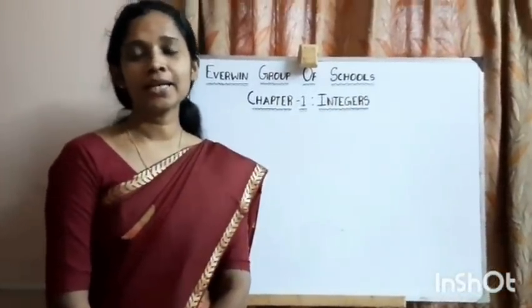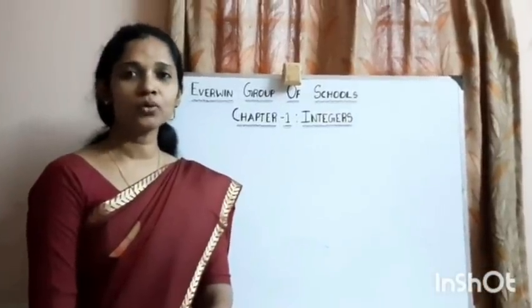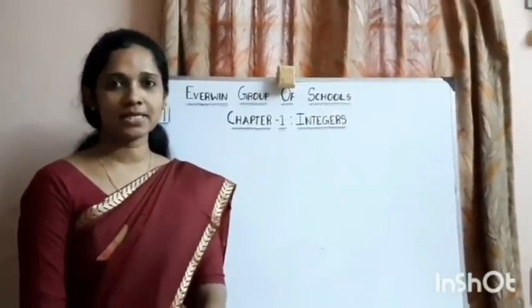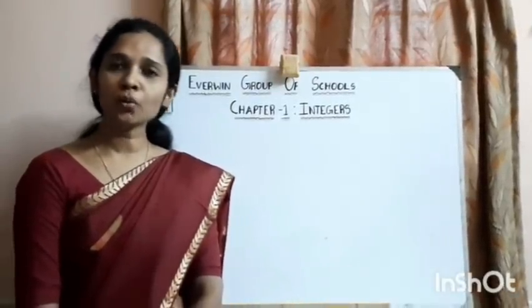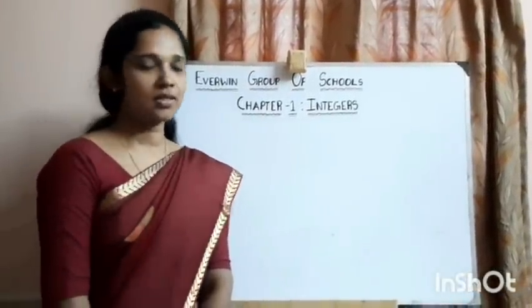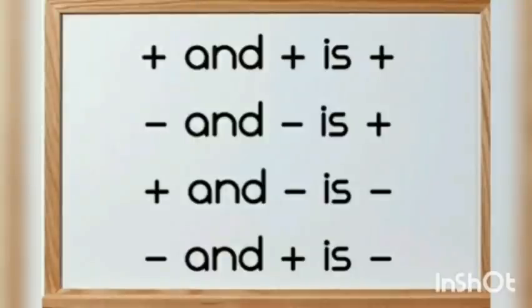Let us quickly recall what we studied about integers in our previous classes. First we'll start with addition and subtraction, that is how to add or subtract integers. When you look at the slide, you will see that when the signs are same, we have to add, and when the signs are different, we have to subtract.